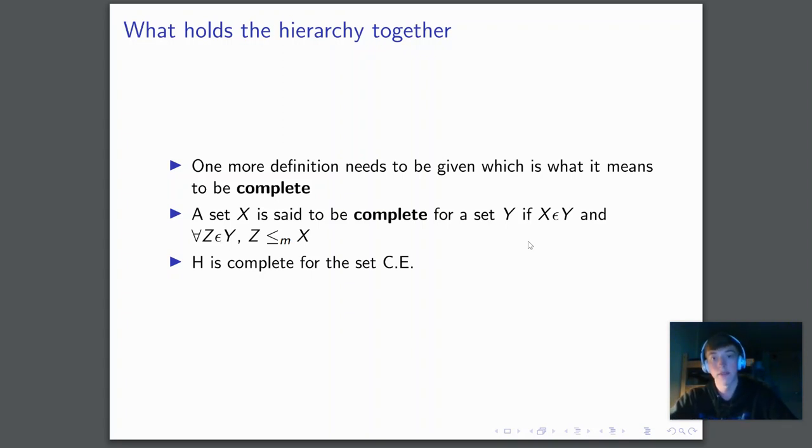So what this means is that first, H, meaning X here, needs to be a part of Y, which would be CE. So H is a part of CE, which we know from before, that we proved in class. And so that's the first part of this definition of something being complete. The second part is saying that every single set that belongs to CE will be able to reduce to H. So it's basically saying that everything below H is able to reduce to it. And specifically, H needs to be in CE.